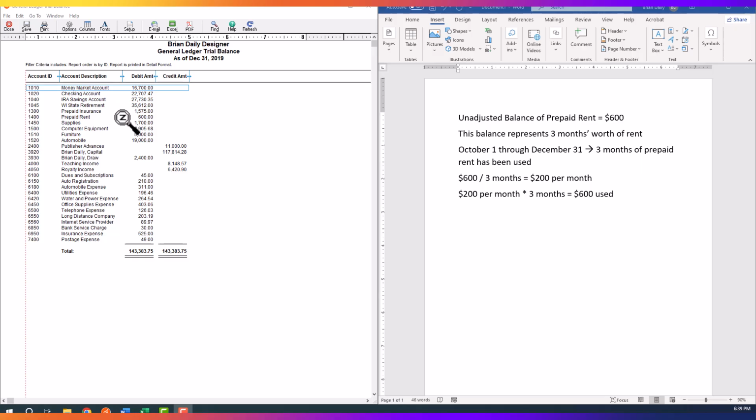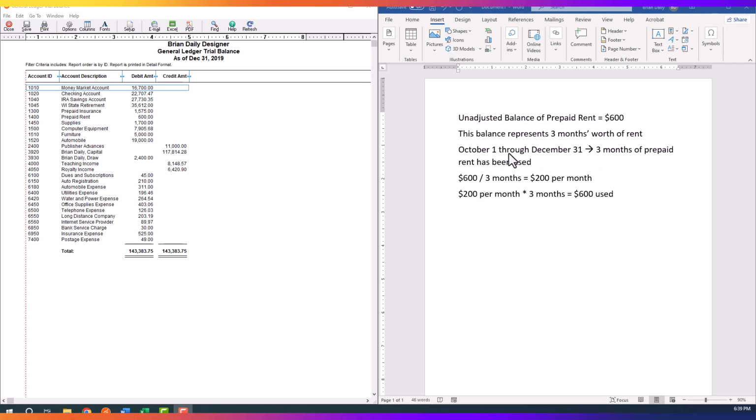We had prepaid our landlord or someone. I guess we don't know what we were renting because the book doesn't give us context. But the book doesn't do a great job of explaining this one at all. But we're just going to assume that that unadjusted balance of the prepaid rent represented 3 months worth of rent. That balance existed on October 1st when we set up the company in Sage.